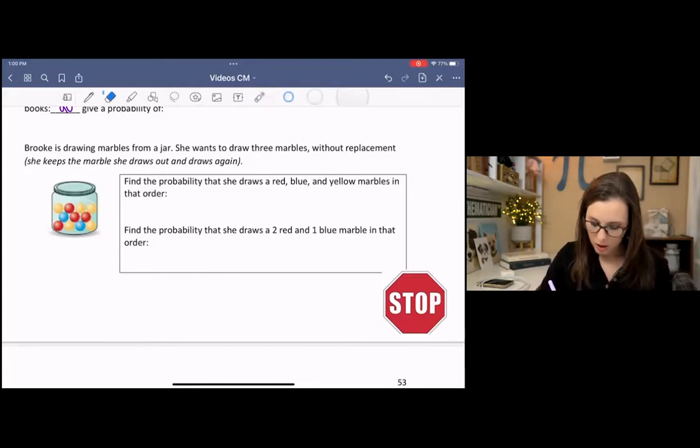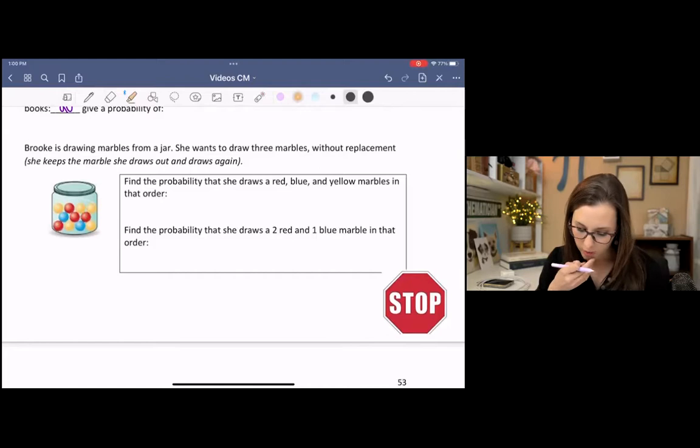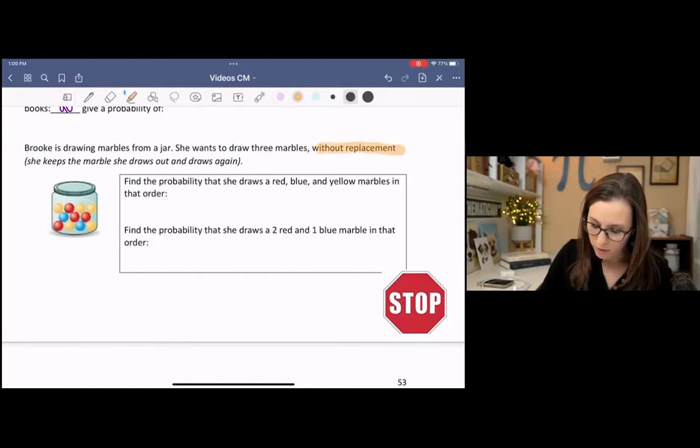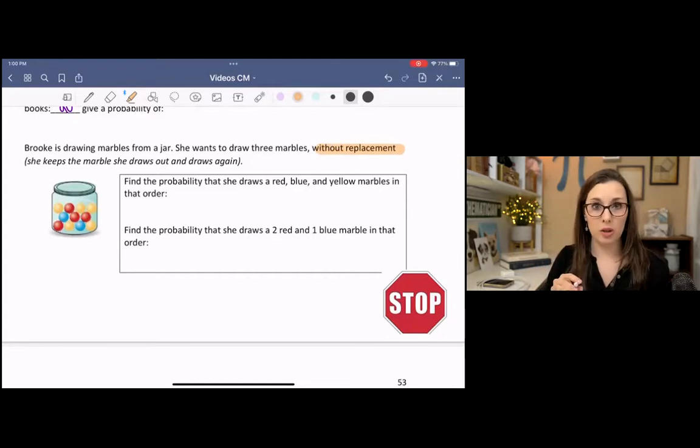Let's read it. Brooke is drawing marbles from a jar. She wants to draw 3 marbles without replacement. And that is important because that means that when she draws a marble, she's going to keep it outside of the jar. She's going to keep it in her hand, which means that the next time she goes and gets a marble, now there's less marbles in the jar, which changes the probability. So these are dependent events.